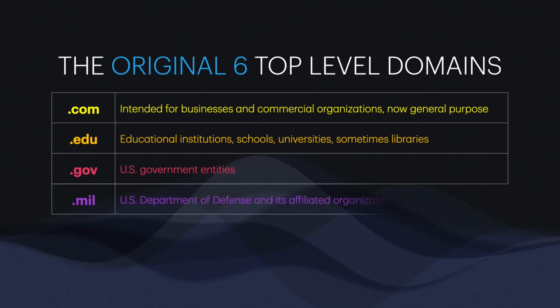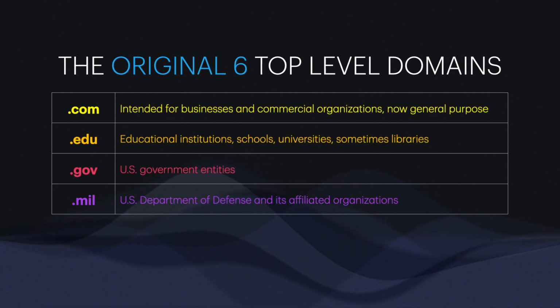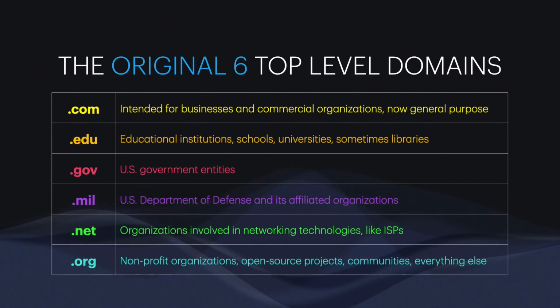And like .gov, .mil is designated for the US Department of Defense. .net was intended to be used by organizations involved in networking technologies like ISPs and other communications infrastructure companies. And finally, the catch-all .org. This was for miscellaneous organizations that didn't fit anywhere else. These days, it's usually used by nonprofit organizations, open source projects, and communities.